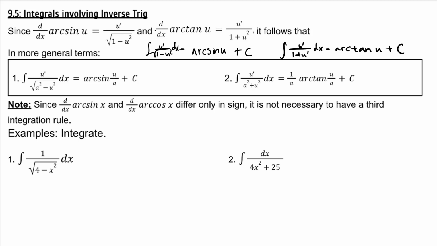In more general terms, or if 1 is not your constant, instead you have some other constant, here are our formulas. Since the derivative of arcsine and arccosine only differ in sign, we don't need to memorize another integration formula.